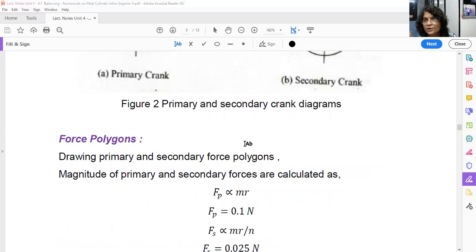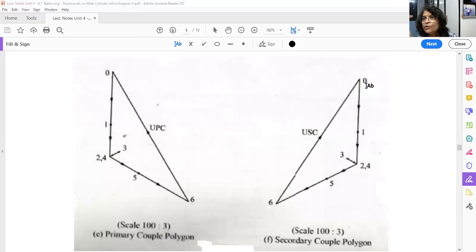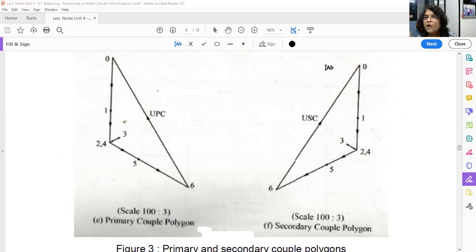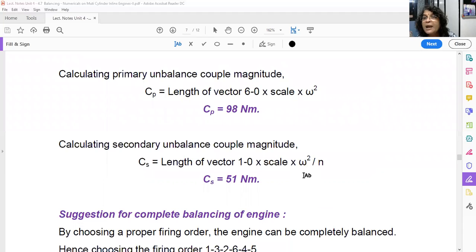So we have started from point O. So O to 1, 1 to 2, 2 to 3, 3 to 4, 4 to 5, 5 to 6. Your last point is here, the initial point is here. So how much is the unbalance? Join this point 6 to O. This length will give you the magnitude of the unbalanced secondary couple. So measure this length 6O, convert into original scale, multiply by omega square by n.